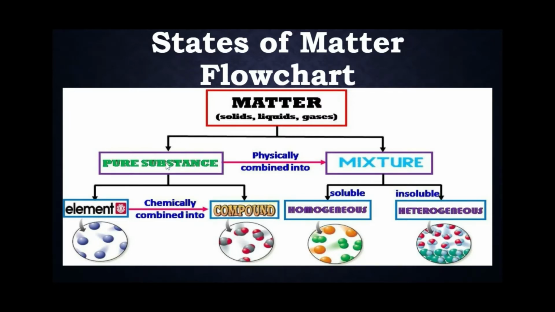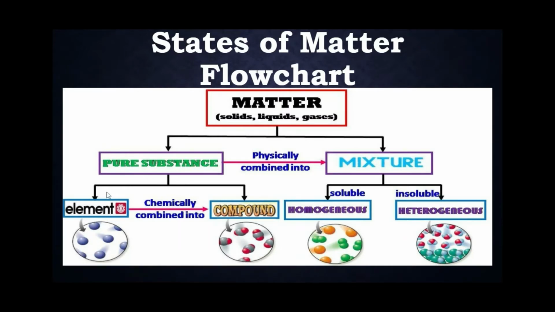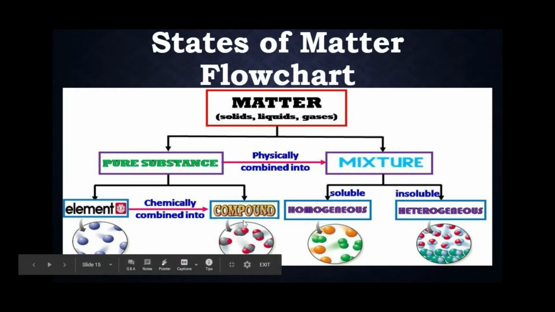Pure substances can be physically combined to form mixtures. Pure substances have two categories, elements and compounds. Elements can be chemically combined into compounds. Mixtures also have two further subsections, homogeneous and heterogeneous.